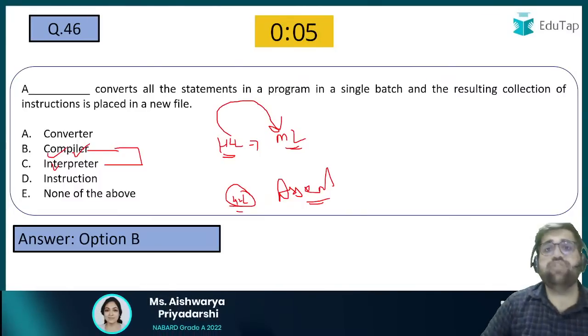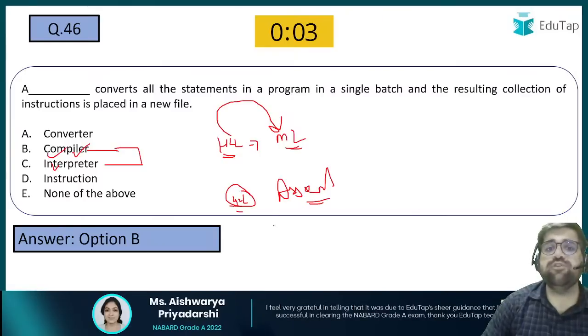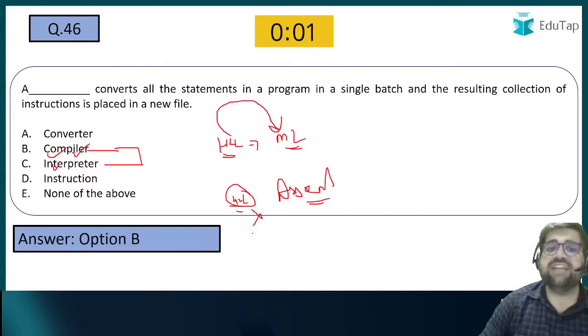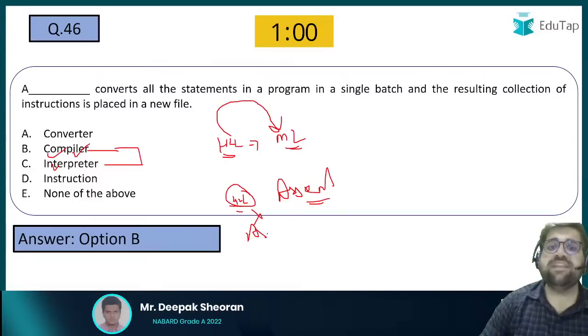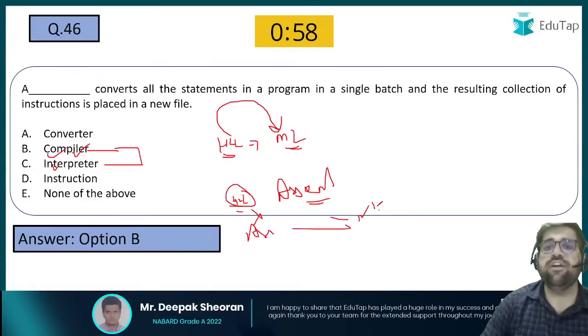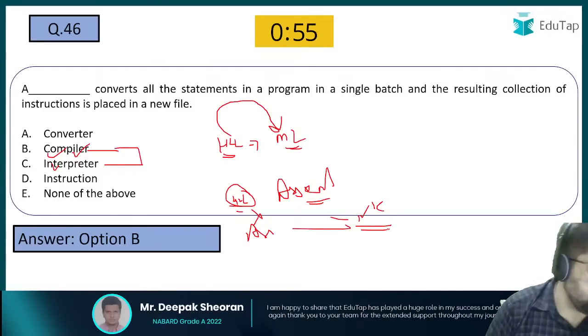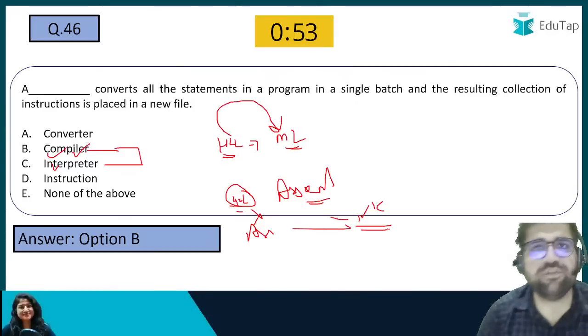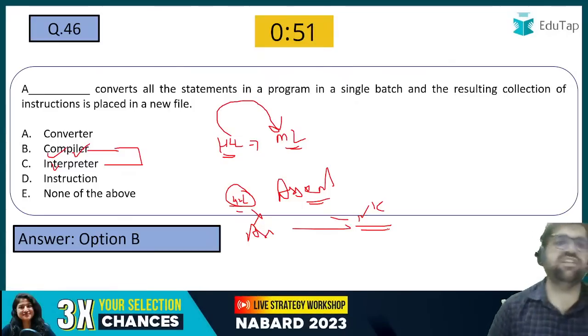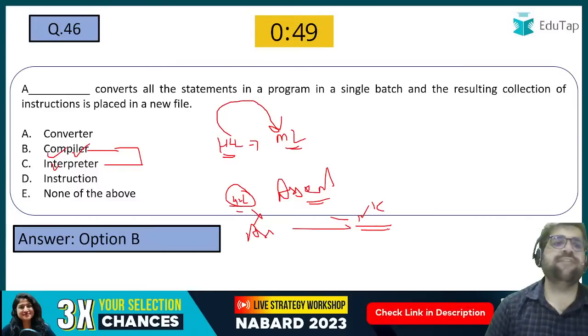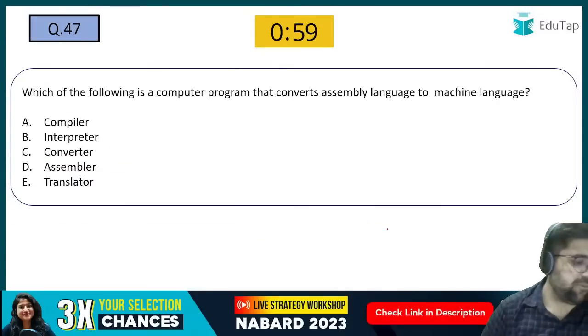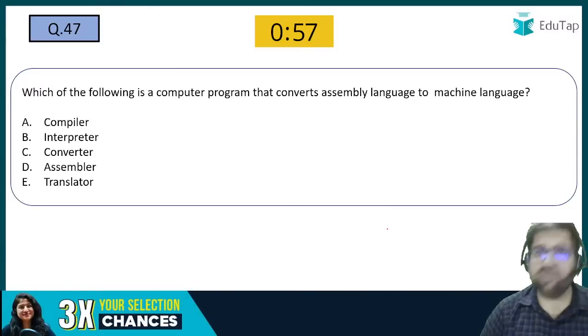The answer is no, because assembler cannot be used to convert high level languages. Assembler can only be used to convert assembly language into machine code, which is also known as machine language. So assembler cannot be used for high level languages. Please mention this in your notes or whatever you are making. Question number 47. Yes, the correct answer was false.